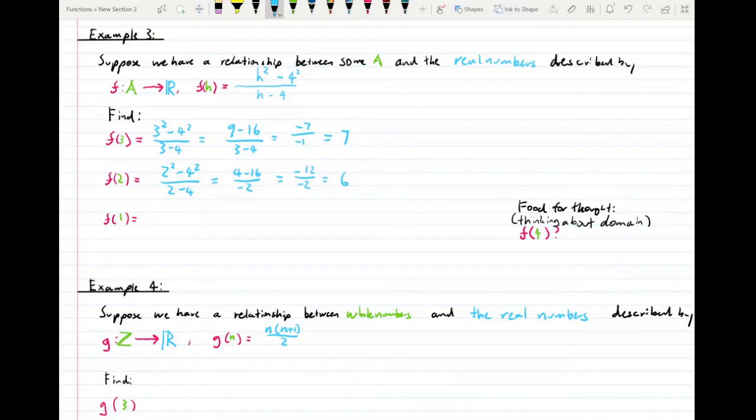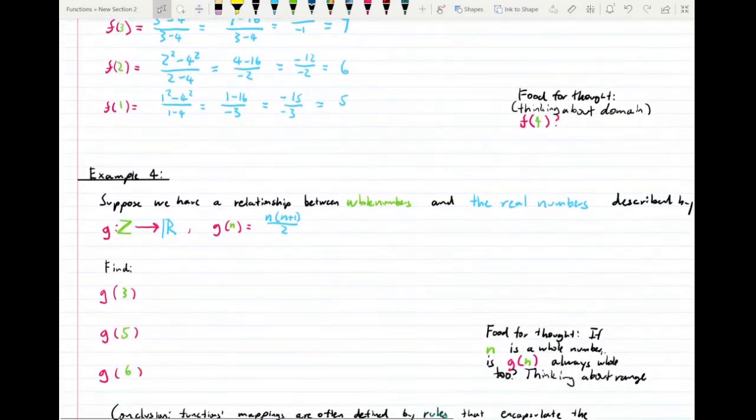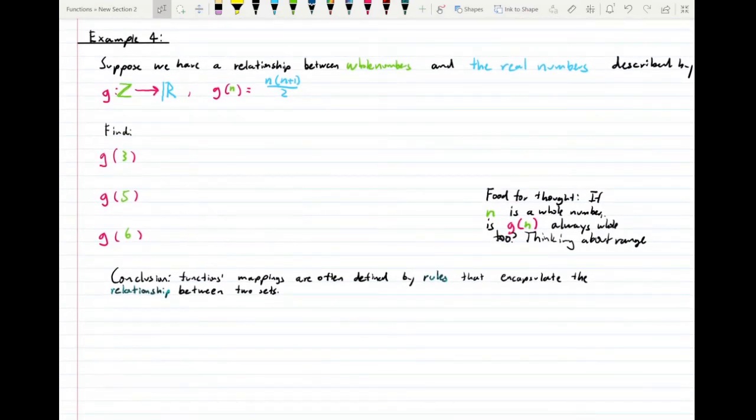Finally, we've got f of 1, which is 1 squared minus 4 squared over 1 minus 4, which equals 1 minus 16 over minus 3, or minus 15 over minus 3, which equals 5. Now, if you want to look ahead and think about domain, I invite you to think about what f of 4 is, and whether it's defined, what it should be if it is. Otherwise, let's go on to example 4, which is another abstract example.